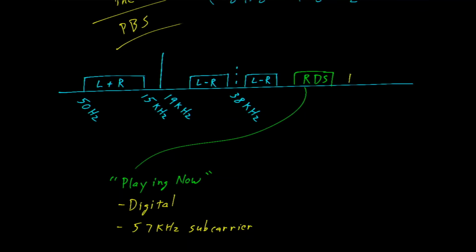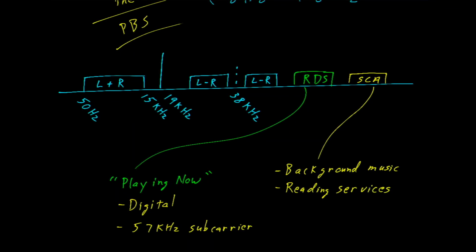Occasionally, you'll see yet another piece of information, frequency division multiplexed in the FM signal, and that is the subsidiary communications authorization. There you can find things like background music, reading services, maybe foreign language services, or in some cases it'll be more digital data transmission. Anyway, this is an example of frequency division multiplexing.